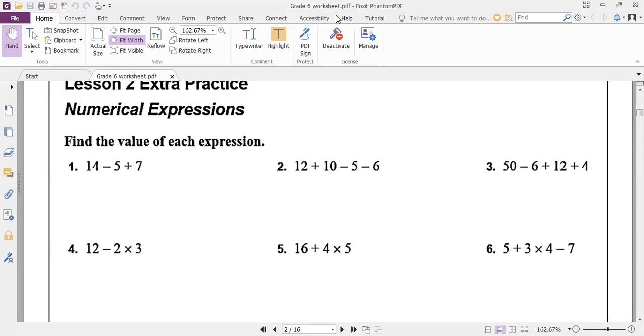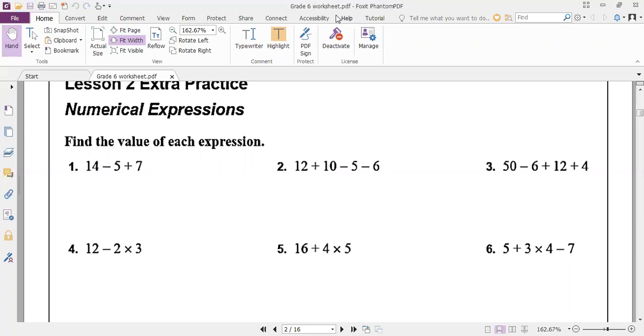Can we solve number 3, Muhammad? 50 minus 6 plus 12 plus 4. Firstly, 50 minus 6 equals 44. 44 plus 12 is 56. After that, 56 plus 4 equals 60. Excellent, Muhammad. So the answer in this case is 60.